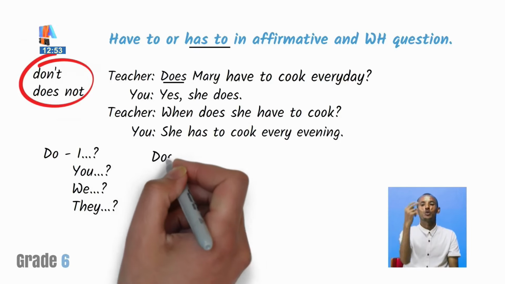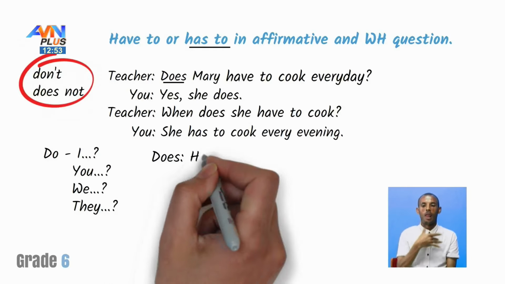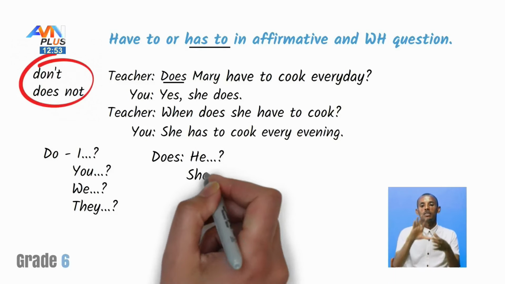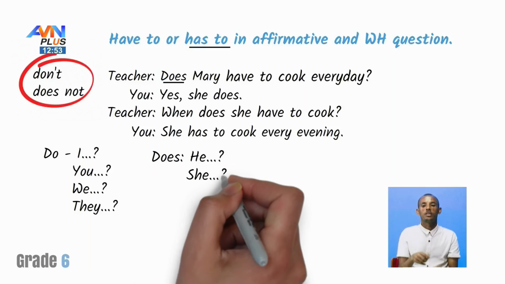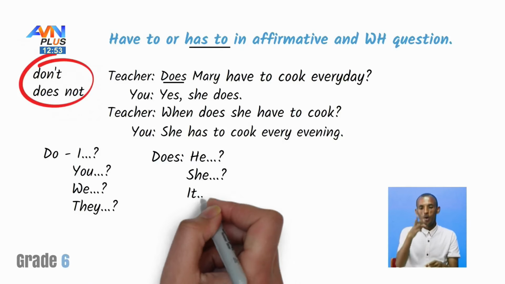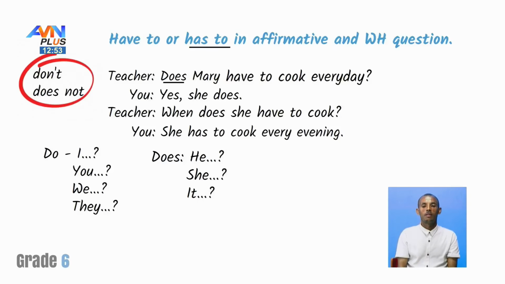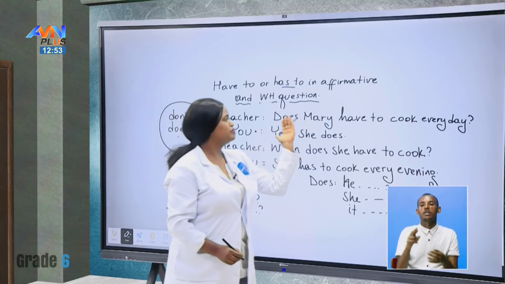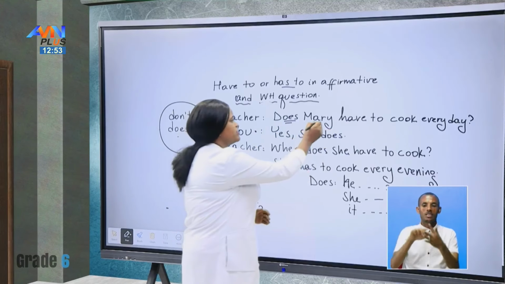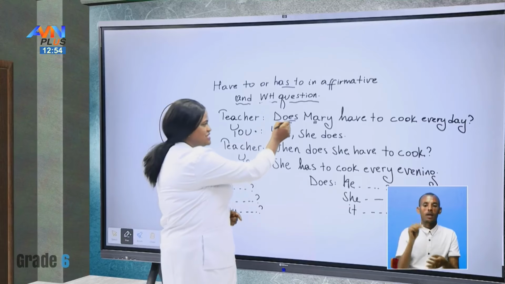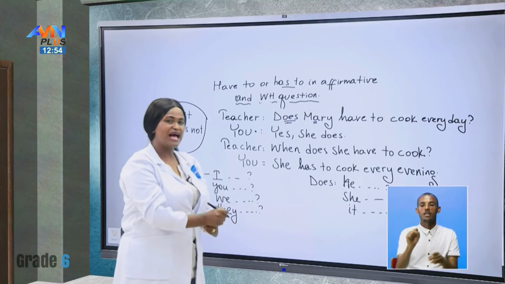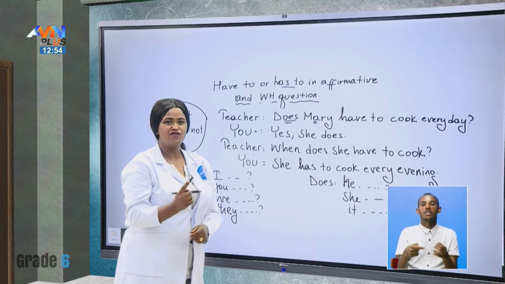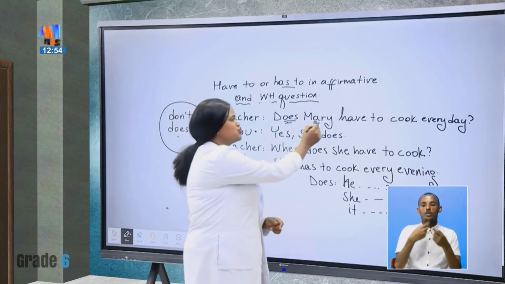Does is used with the singular subjects like does he, yeah? Does he and does she, or does it, or singular names like Mary. For example, look at this sentence. I said what? Does Mary. Since my subject is Mary and Mary is singular, I use what? Does. And then since I show that Mary is singular by saying does, now instead of have to, I use what? Has to in my question.